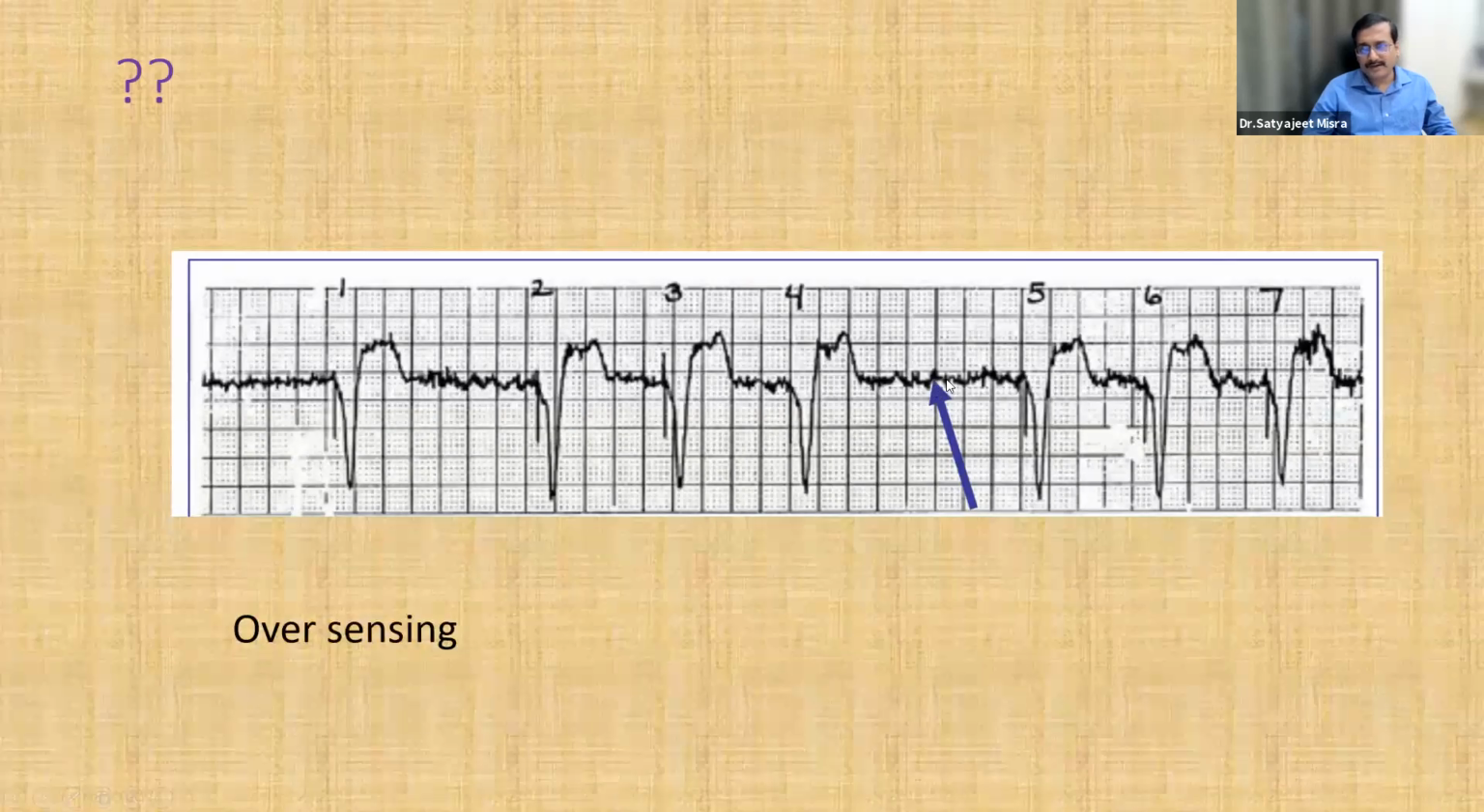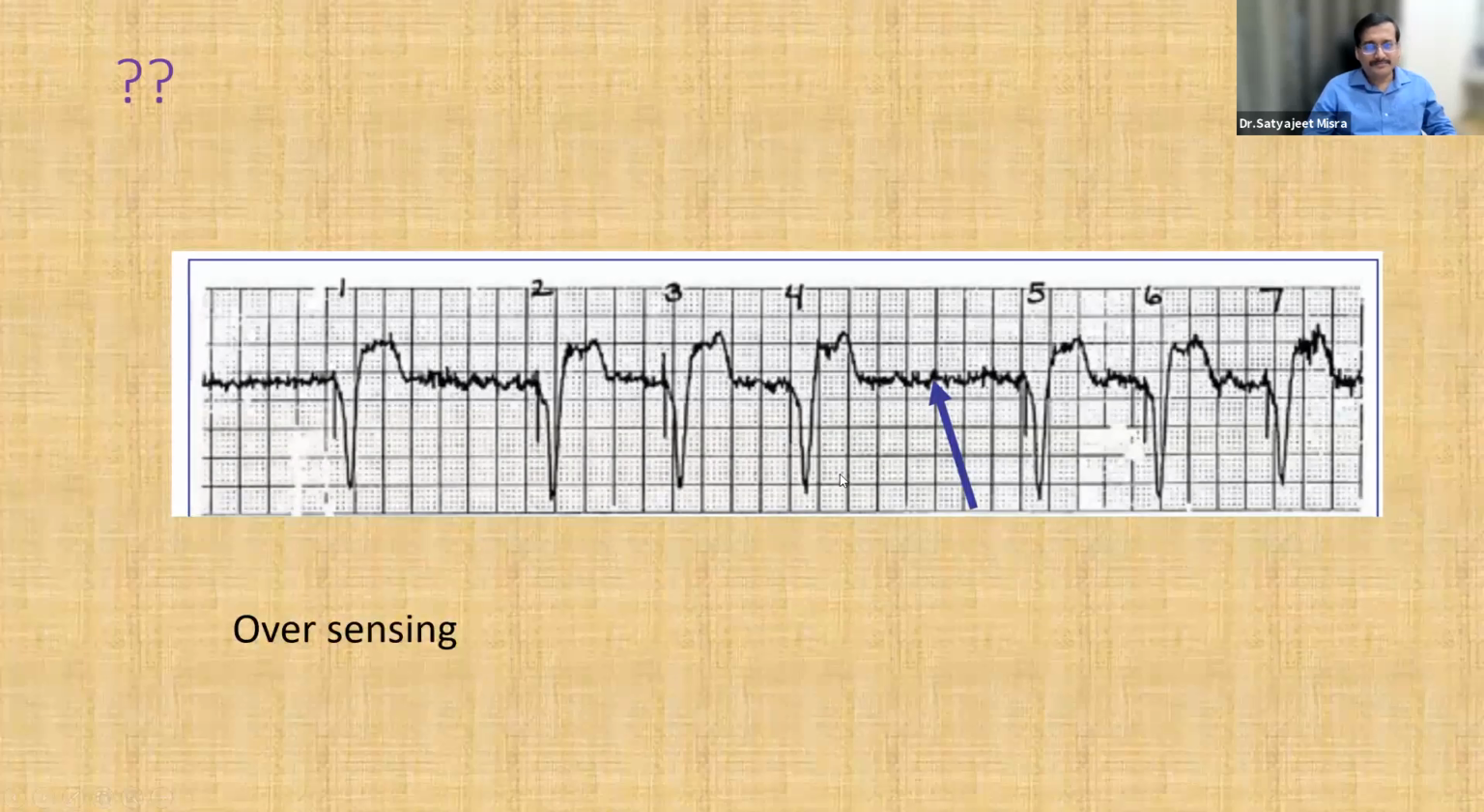So there is actually no electrical impulse. This is coming from some other source, like say the patient may be shivering, or some random movement, but it's detected by the pacer as an intrinsic electrical signal, and the pacer does not fire here. Therefore, there's a big gap here between this complex and this complex.